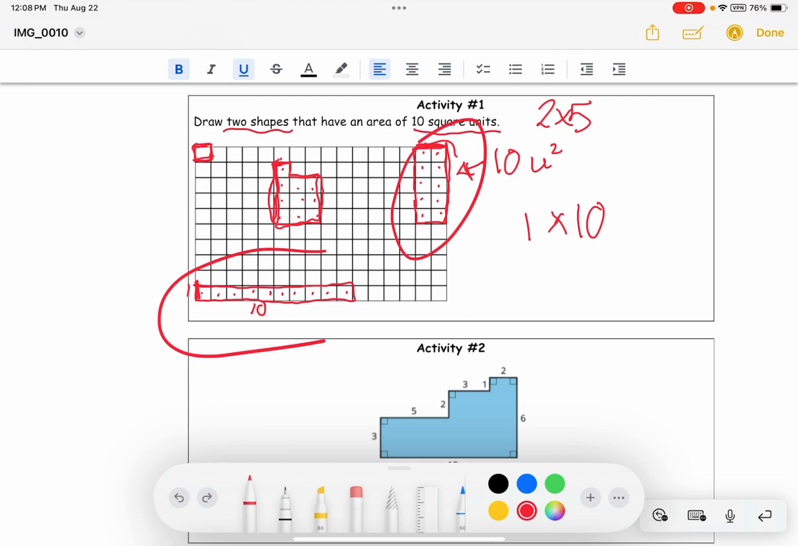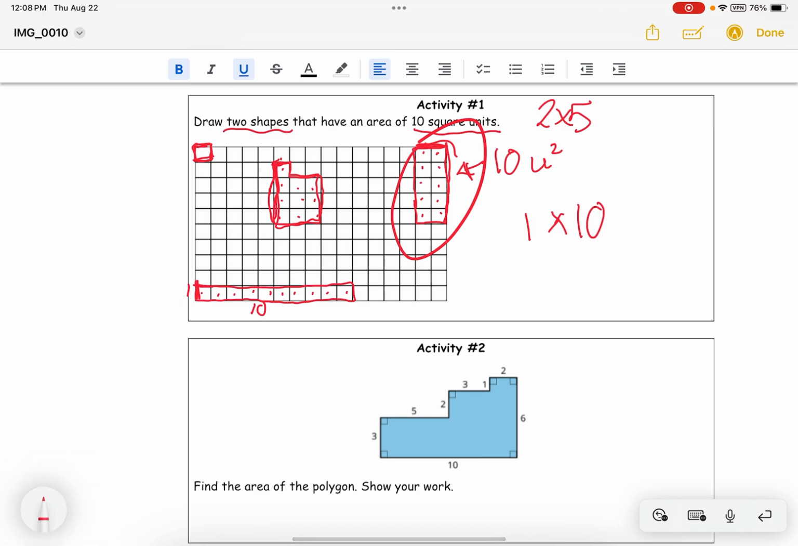Okay, moving on to activity number 2. Find the area of the polygon. A polygon is a many-sided shape, so it has a lot of different sides. A many-sided shape can really even just be a triangle. A triangle is a polygon, a square is a polygon. It's just a shape that is closed and has more than two sides. The smallest could be a triangle. So it says find the area of this polygon. I can't find the area of this polygon until I split it up.